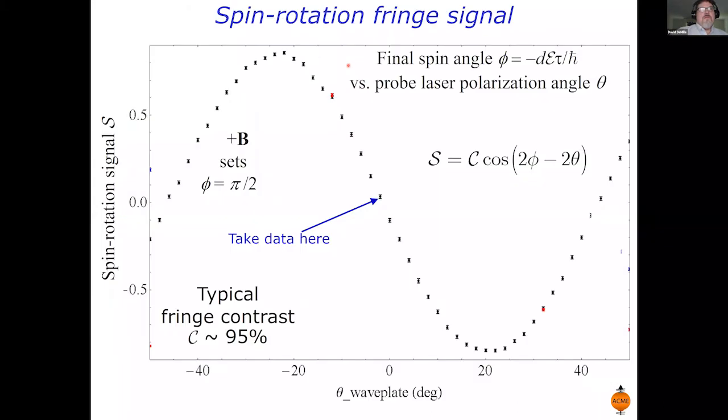So the end result of all of this is what our signals look like: a spin rotation signal that tells us the angle of the spins relative to the angle of the polarization of our probing lasers. And essentially we park the parameters of the experiment here, and then we start flipping the electric field back and forth. If the spin rotates due to an electric dipole moment, then we'll see the signal go up and down with this slope.